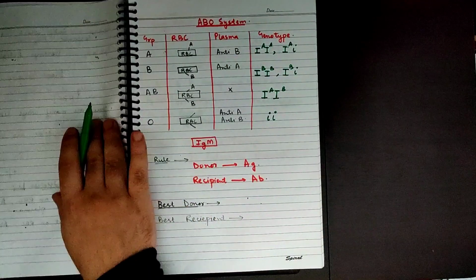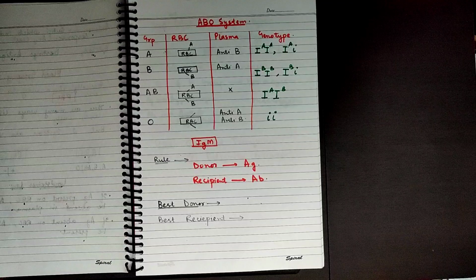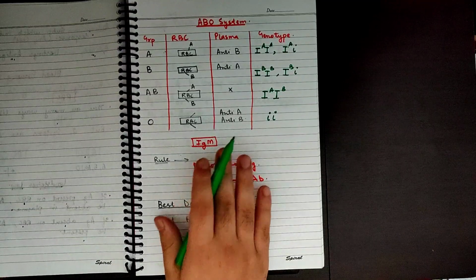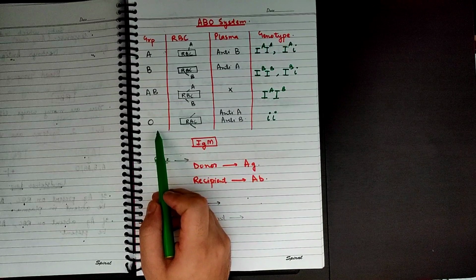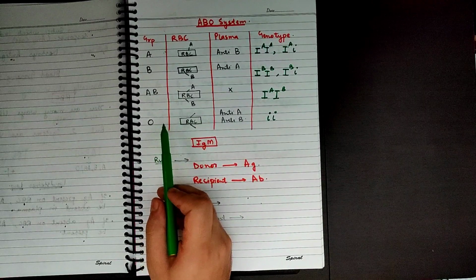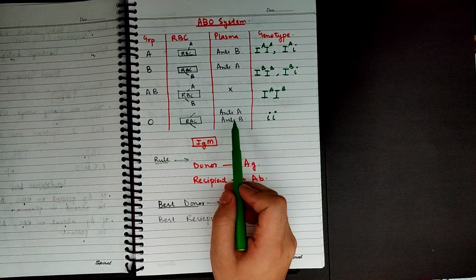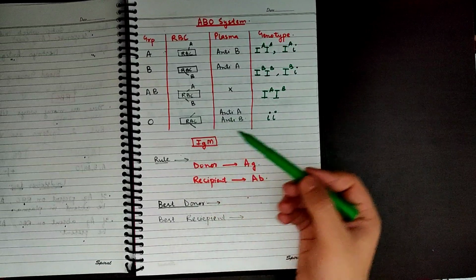Coming to the actual ABO system first. In ABO system, we will try to memorize this chart, and we will try to solve most of the questions from this chart. This is very, very important. I want your attention please for this chart.